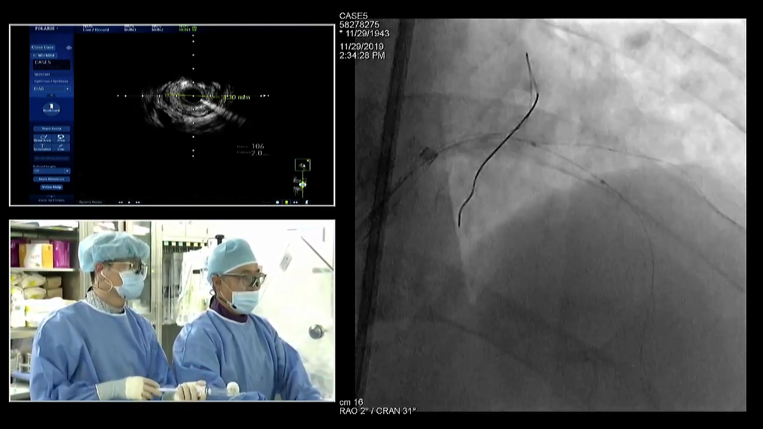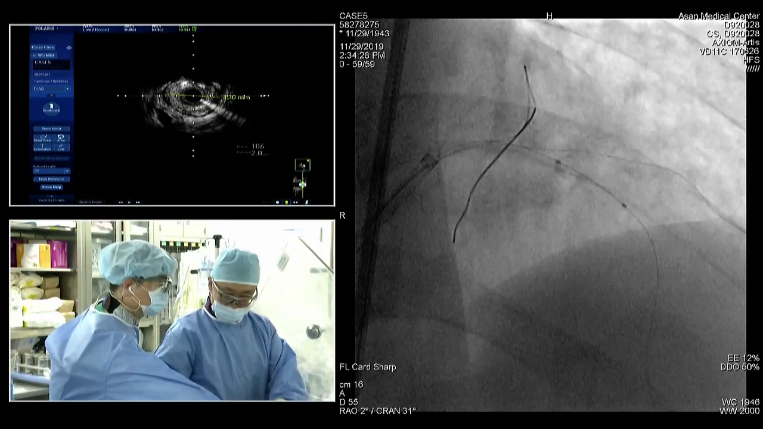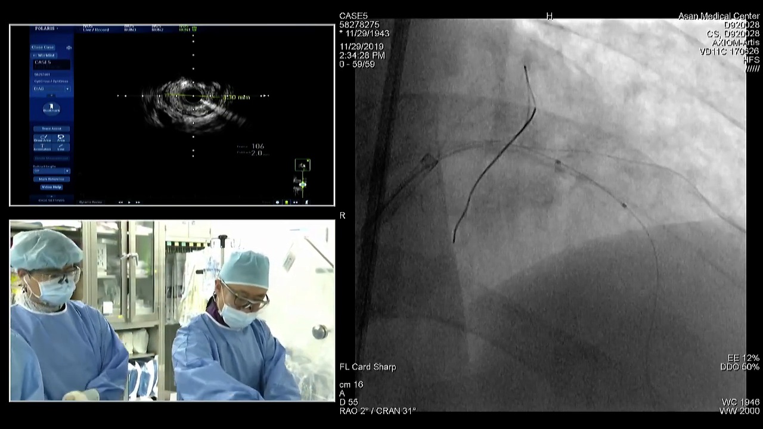Okay, this is LAD 3.5. Put the stent, and then the diagonal branch.